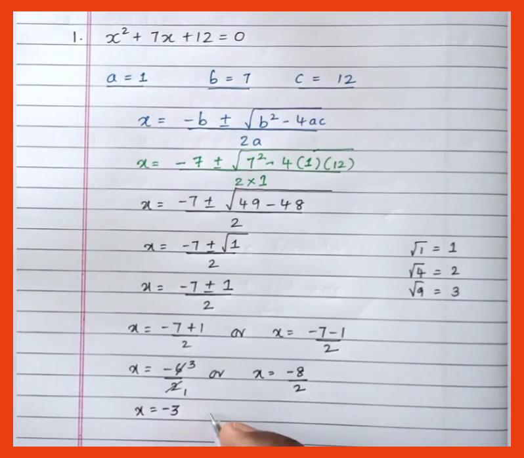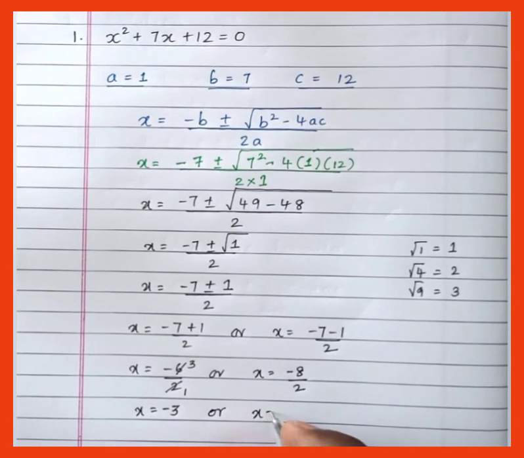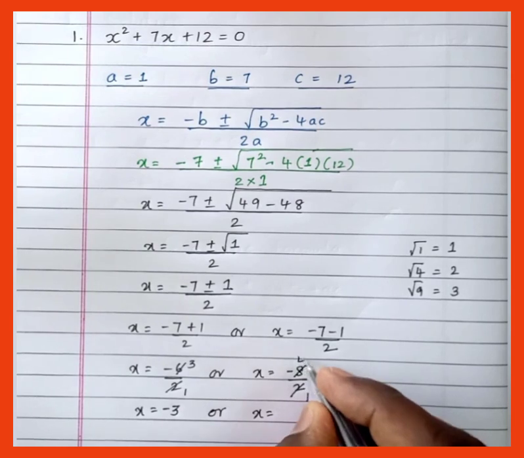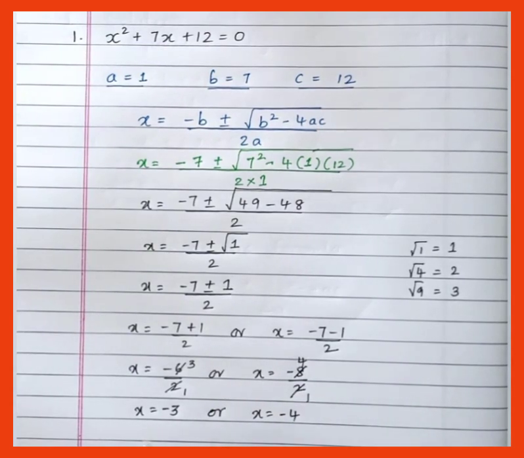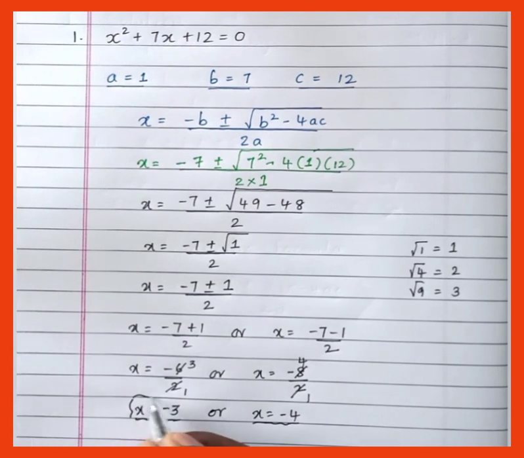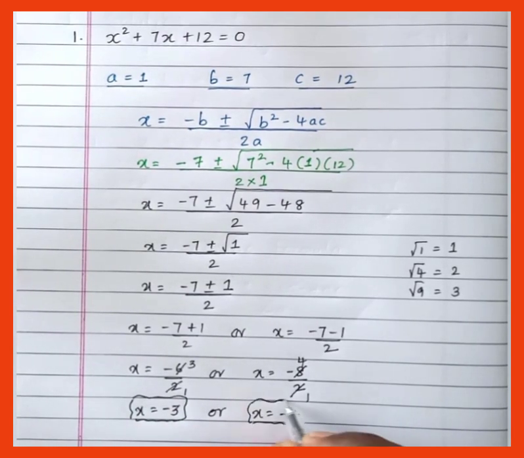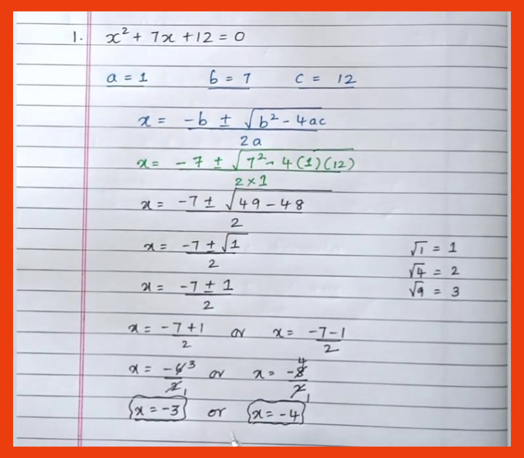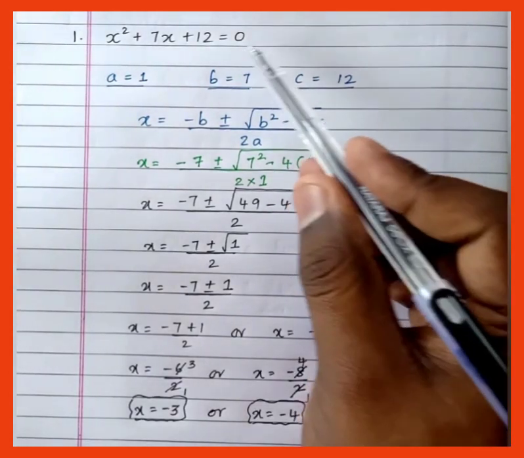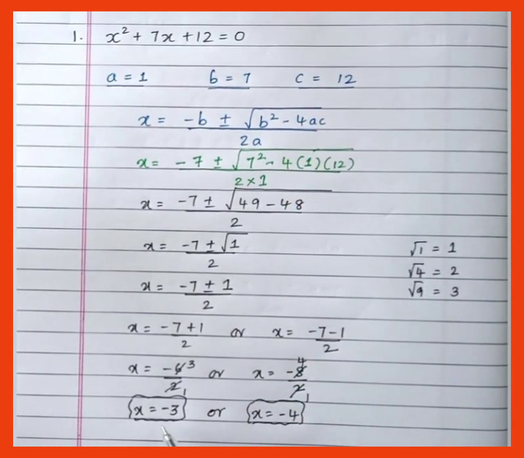In the same way, minus 8 divided by 2, we get x equals minus 4. X equals minus 3 and x equals minus 4 are the solutions of the quadratic equation x square plus 7x plus 12 equals 0. The solutions are minus 3 and minus 4.